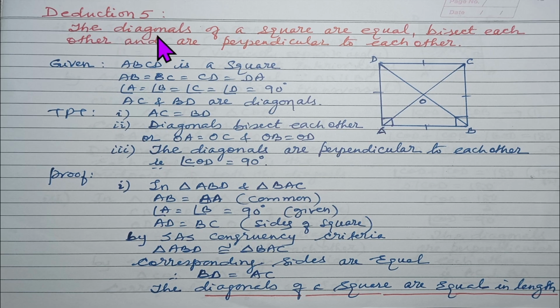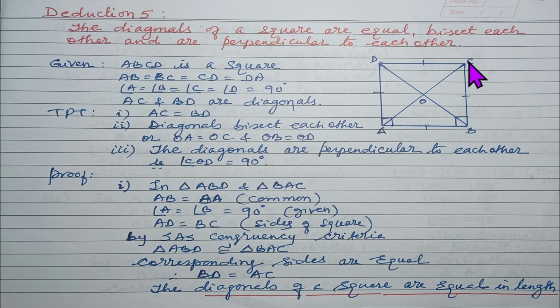We have to prove that the diagonals of a square are equal, bisect each other and are perpendicular to each other. The meaning of this is, we are given a square ABCD, and in a square, as we know, all the sides are equal. That is, AB is equal to BC is equal to CD is equal to DA, and all the angles are equal. That is, all our angles are equal to 90 degrees.